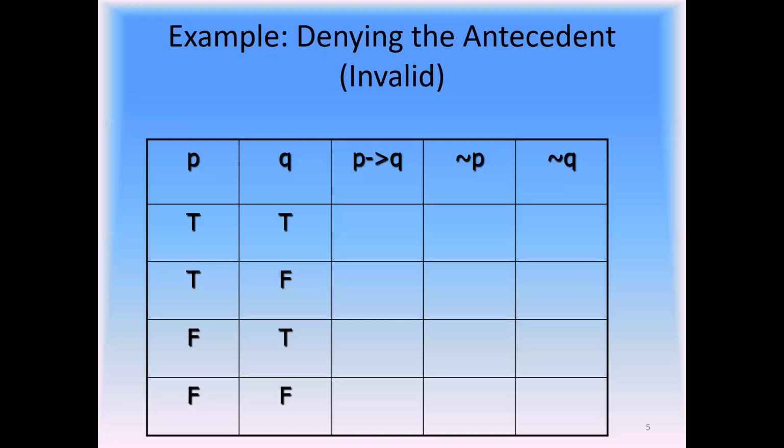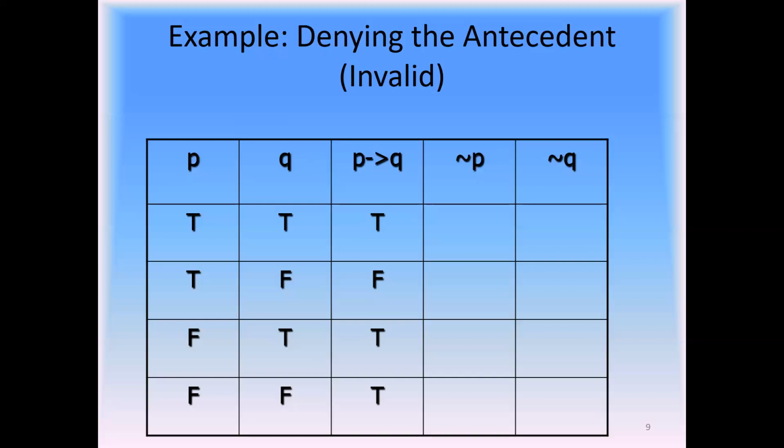Next, we have a column for our premise, if P then Q, the first premise, and we just go through and fill that out. If P and Q are both true, the conditional is true. In the second row underneath the sentence, if P then Q, we have a true antecedent, but a false consequent. And in that case, the conditional is false. In the other two cases, the antecedent is false.